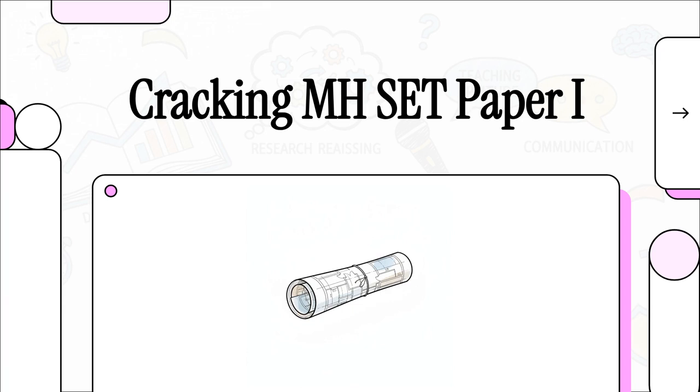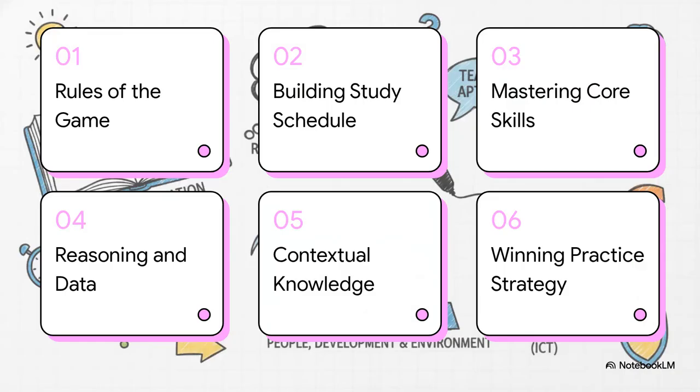Today, we're taking that intimidating source material and flipping it into a highly manageable, strategic blueprint. We're going to crack this code and get you one step closer to that dream of becoming an assistant professor. Let's dive right in. Here is our roadmap for today. First, we'll look at the rules of the game, then building your study schedule. After that, we'll hit mastering core academic skills, tackling reasoning and data, conquering contextual knowledge, and finally, wrap it up with the winning practice strategy.